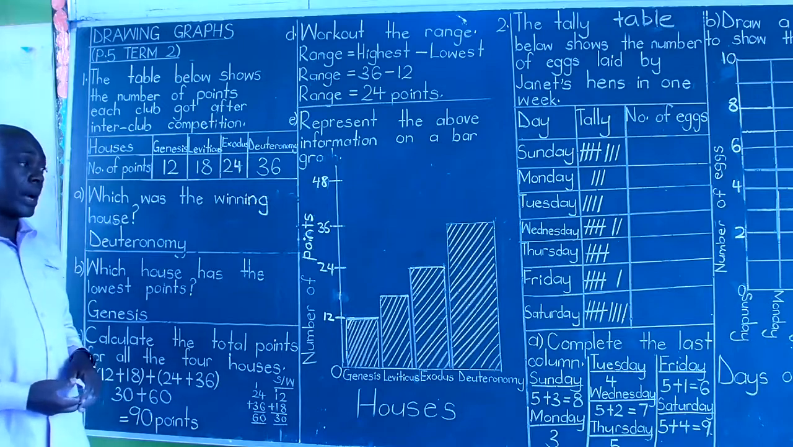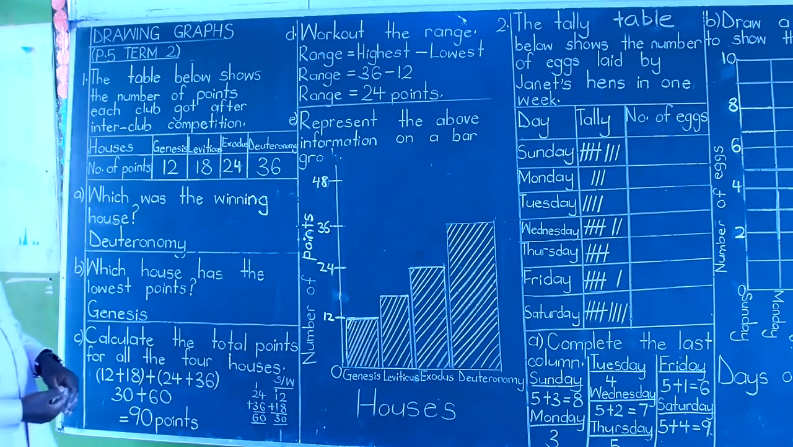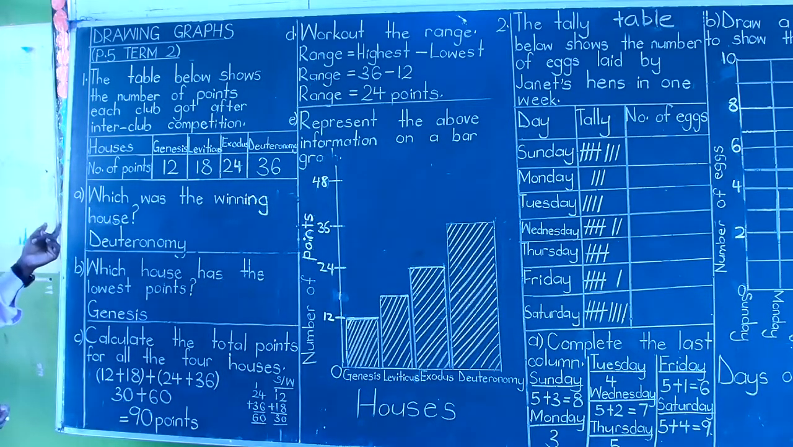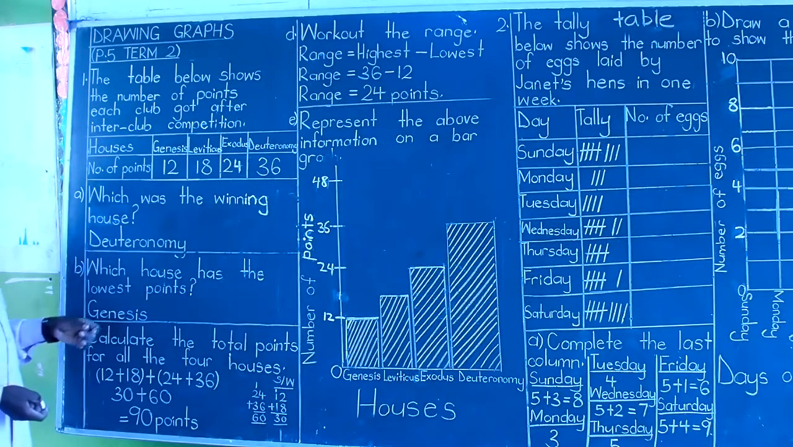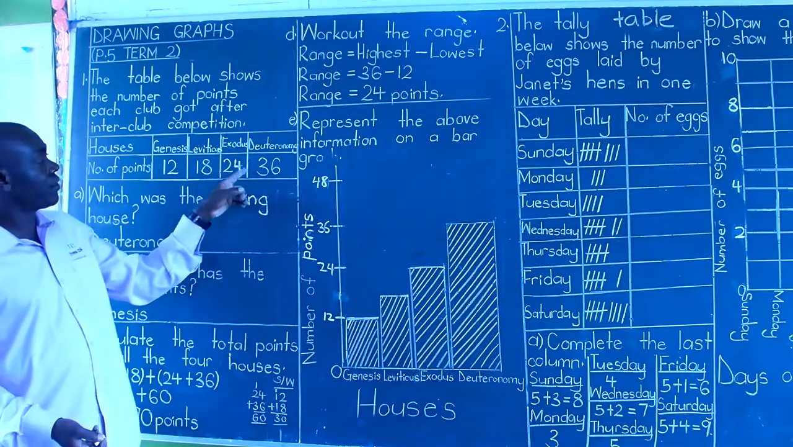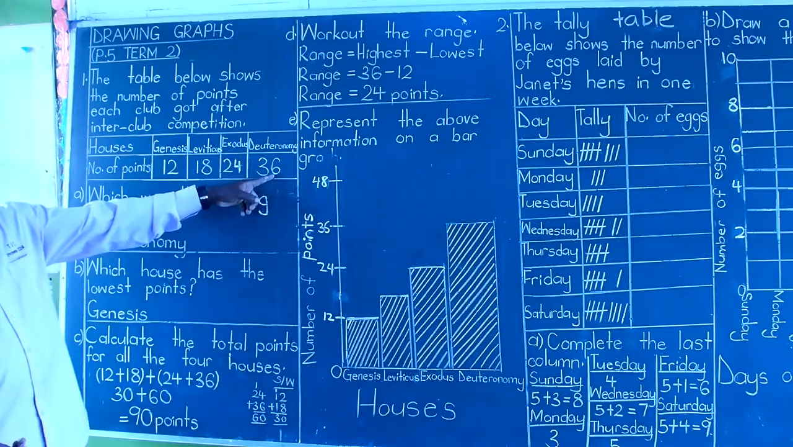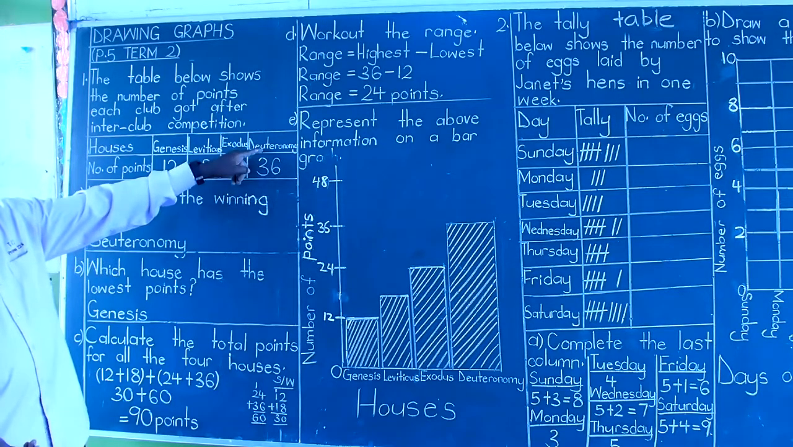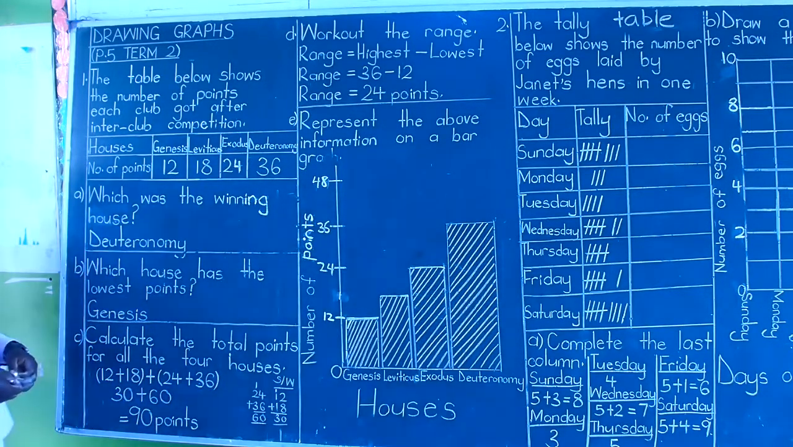Of course, you'll be given some questions before the actual drawing of graphs. Question A reads, what was the winning house? That was determined by the number of points. It's the same as asking you which house acquired the highest points. So compare 12, 18, 24, and 36. You see 36 is the highest. So the house that acquired it is the winning house. So you see it's Deuteronomy. So you write Deuteronomy was the winning house.